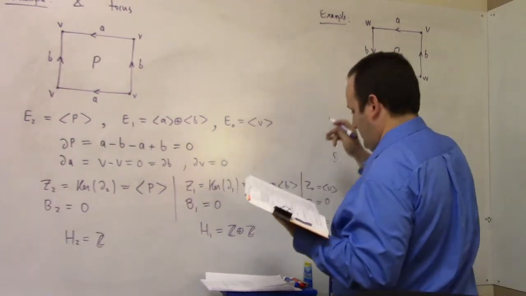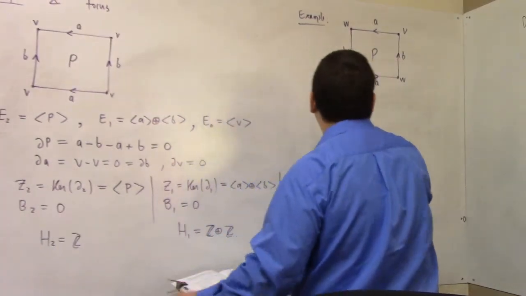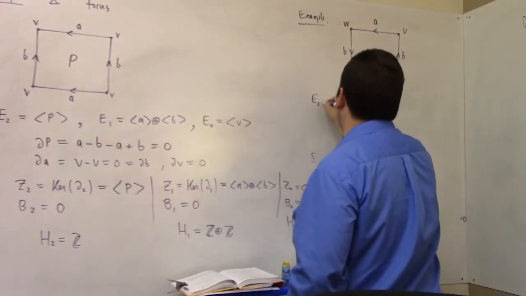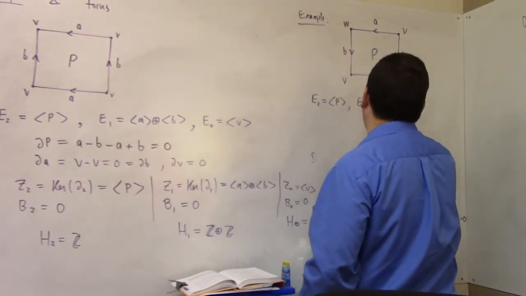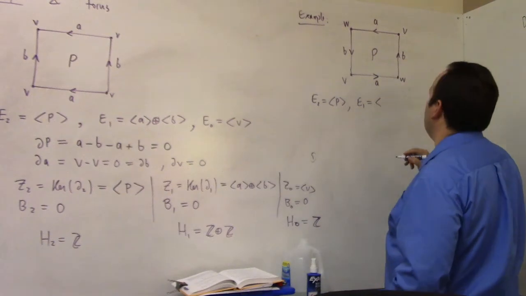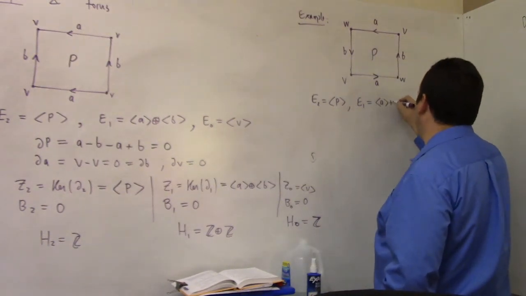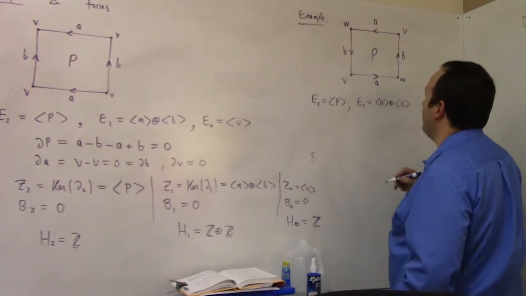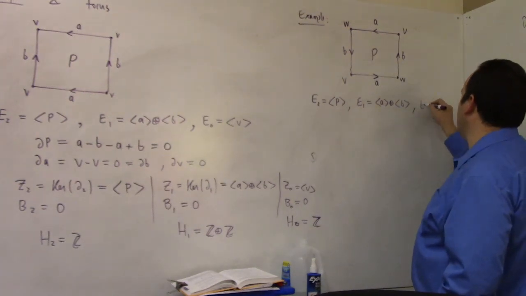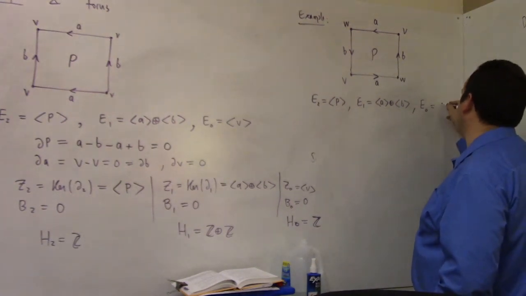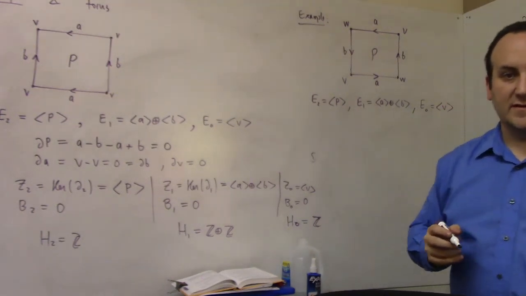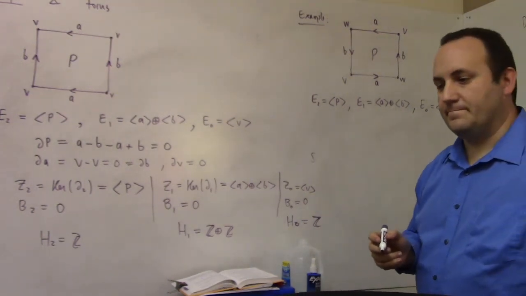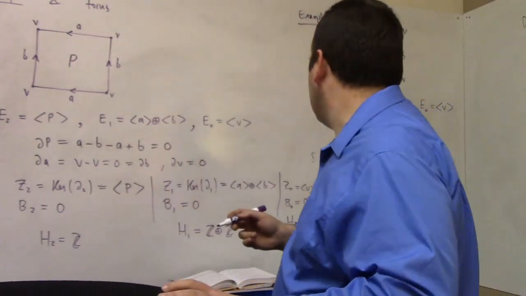So let's see here, if I can understand this formally. E2 is going to be P. E1 is going to be A plus P again, right? And E0, nothing changes in terms of the big scheme of things. It's still the same adequate subcomplex, but the boundary map is different this time.